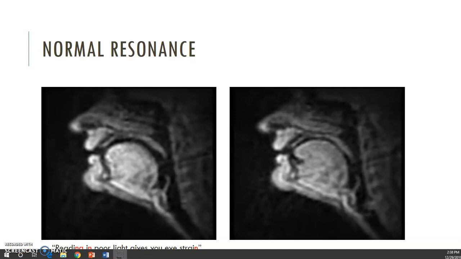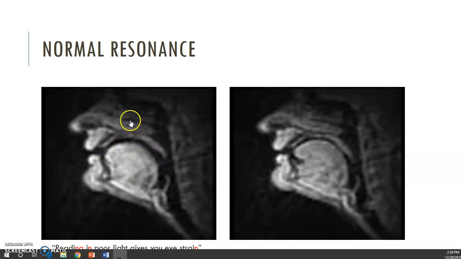During normal resonance, we're modifying the voice as it passes through the laryngeal, pharyngeal, oral, and nasal cavities. What you're looking at here is an MRI of the side of the face. So here we have the larynx, this is the epiglottis, this is the vallecula, we have the tongue, so this gives us the oral cavity.